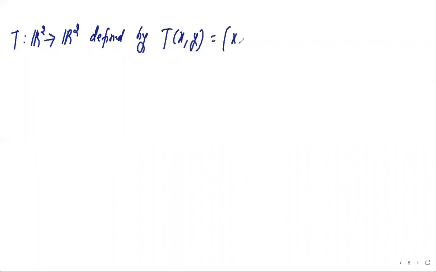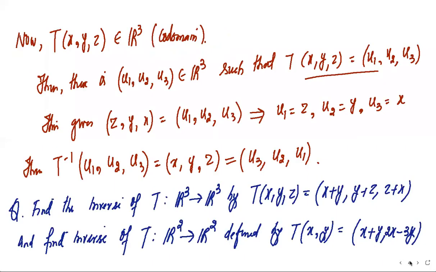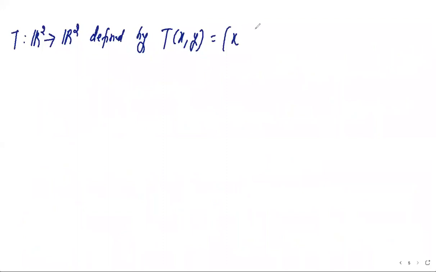So we have T from R square into R square, defined by T of XY equal to X plus Y, 2X minus 3Y. तो अब हमें निकालना होगा इसका इनवर्स.